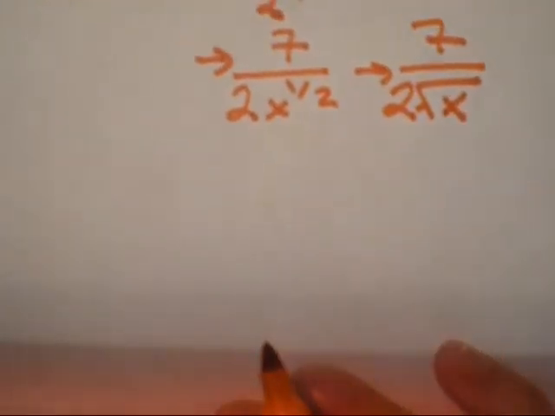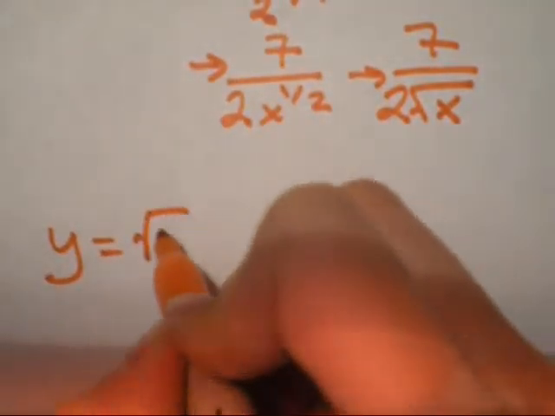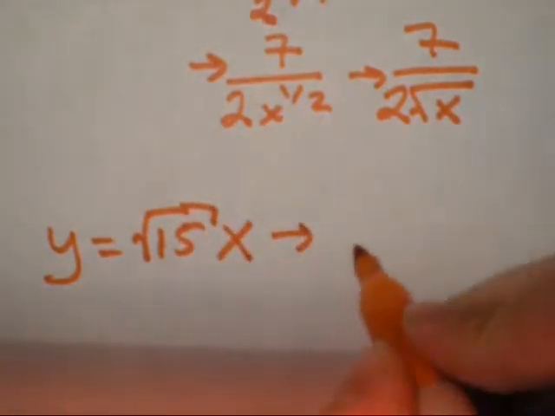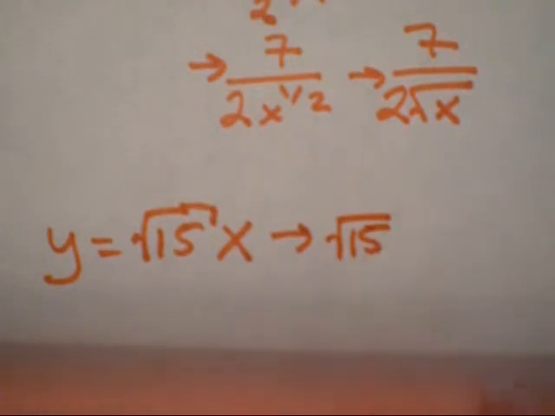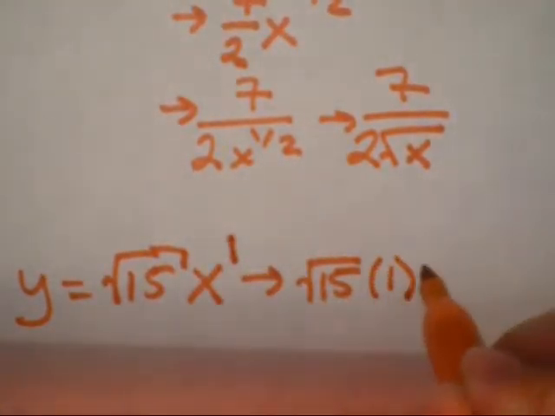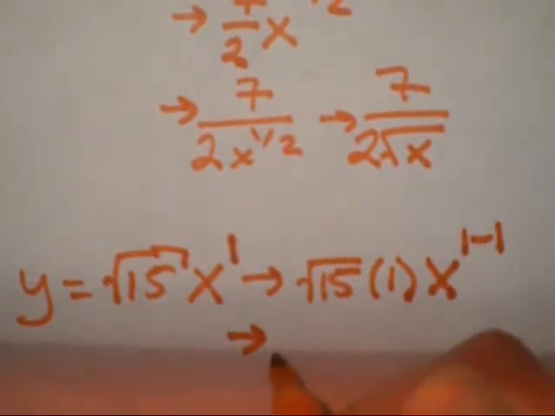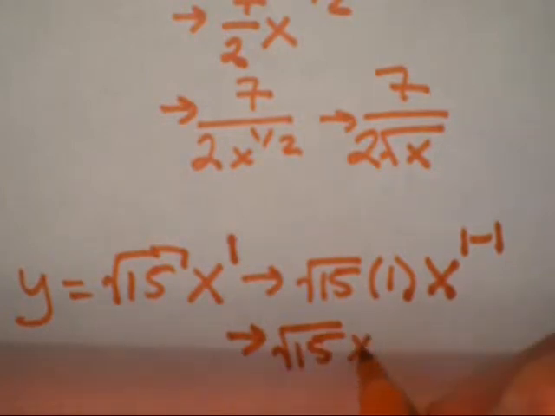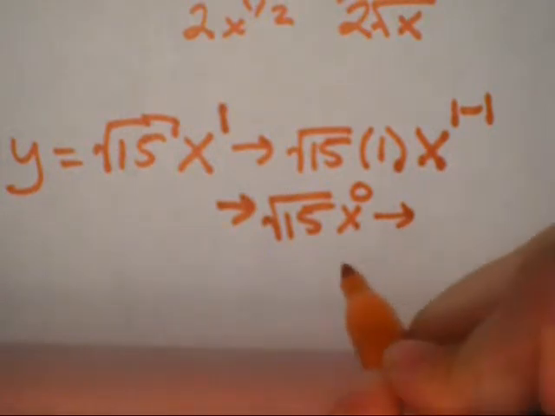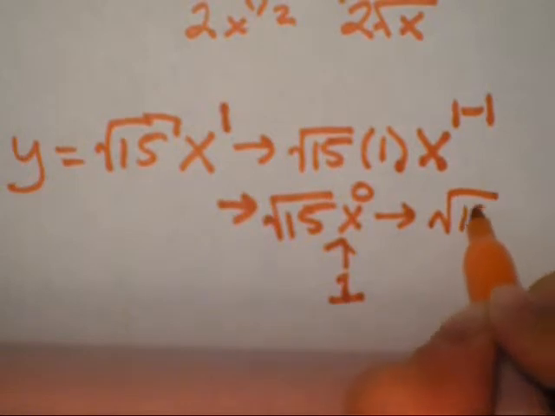Okay, using some of our other rules, let's look at this one. y equals root 15 times x. So we keep the root 15, and since our exponent is 1 here, we multiply by 1 times x to the 1 minus 1. So we keep the root 15, and because x is to the exponent of 0, which is equal to 1, right? This is just 1. So then our answer would just be root 15.